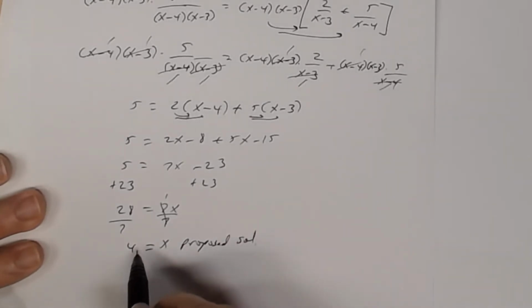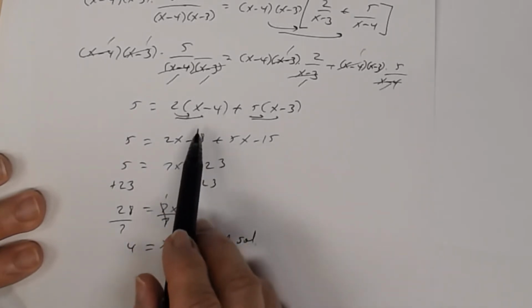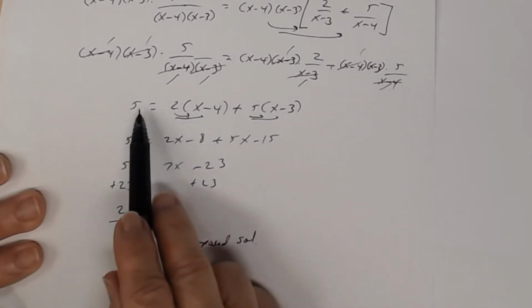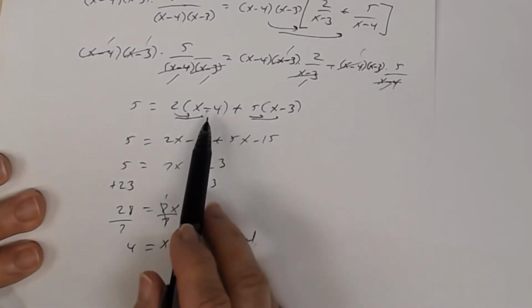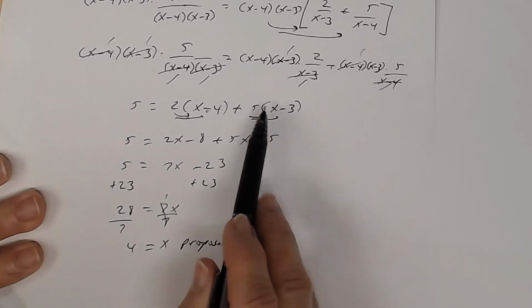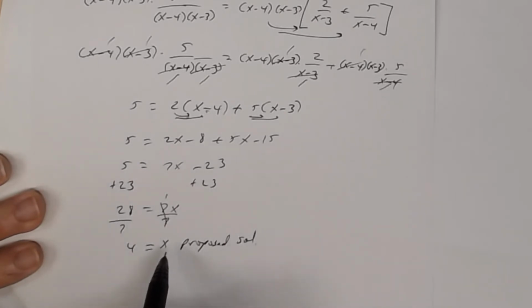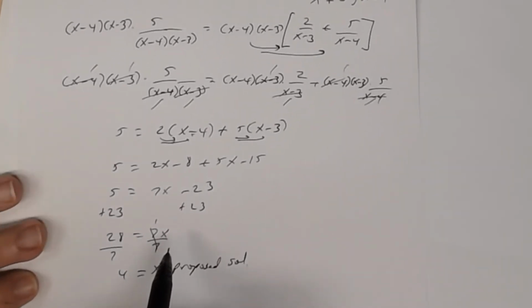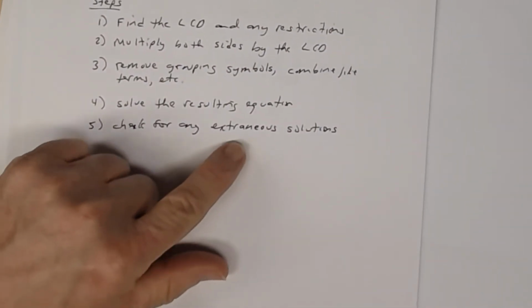All right, so this is a solution to the linear. You can see that it is, because look, the left hand side is 5. If x is 4, I get 4 minus 4 is 0, right? 0 times 2 is 0. 4 minus 3 is 1. 1 times 5 is 5. So 0 plus 5 is 5, and 5 equals 5. So that's a proposed solution, though. But the question is, remember, you got to check for extraneous solutions.